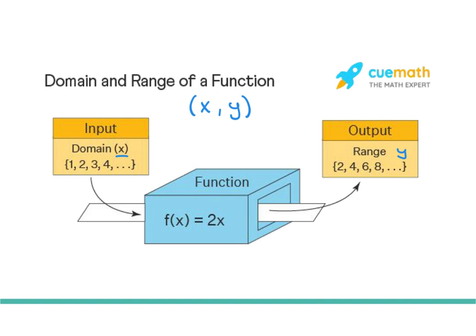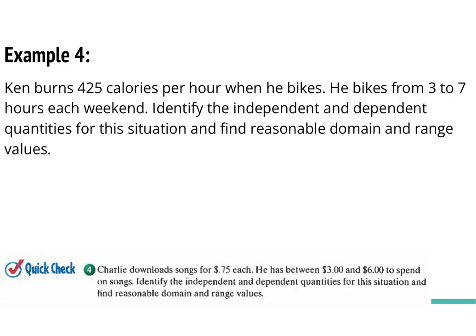Okay, so in the last example where we had our trip, our x would have been the miles to our destination. Our y would have been the number of gallons it would take us. Example 4: Ken burns 425 calories per hour when he bikes. He bikes from 3 to 7 hours each weekend. We need to identify the independent and dependent quantities and then find the domain and range.